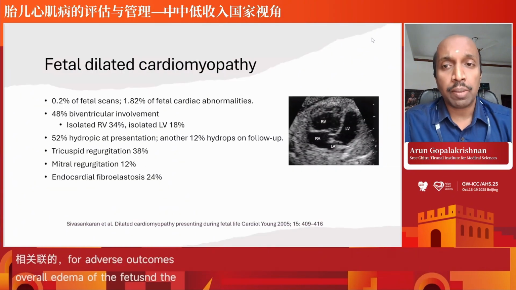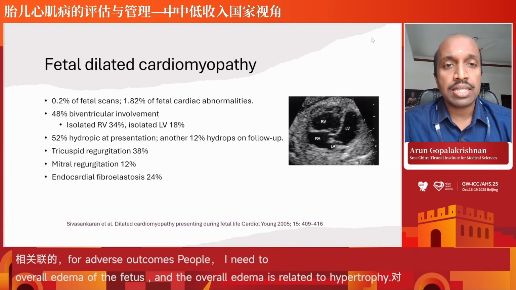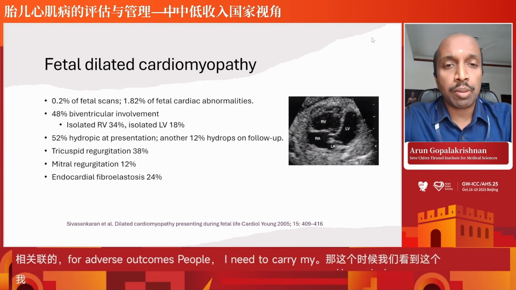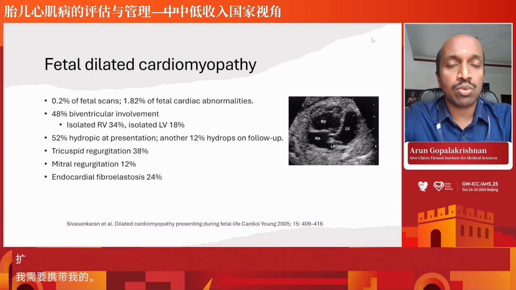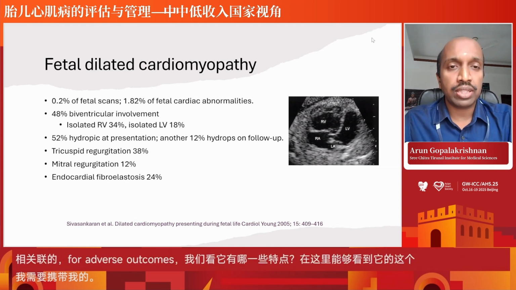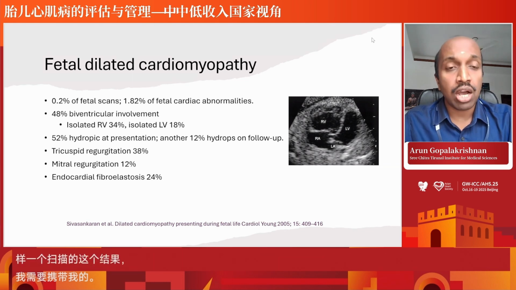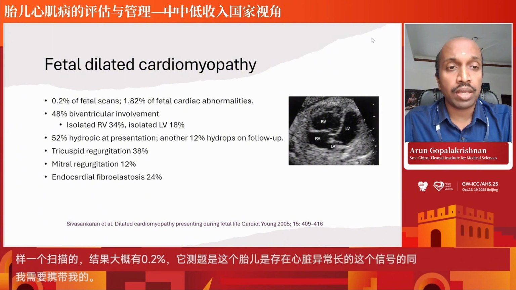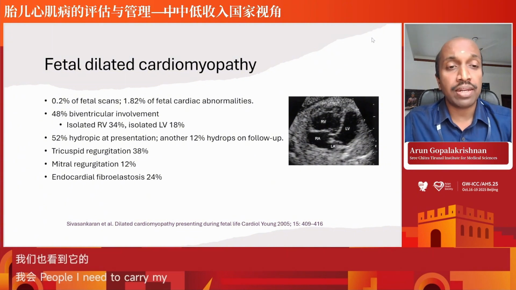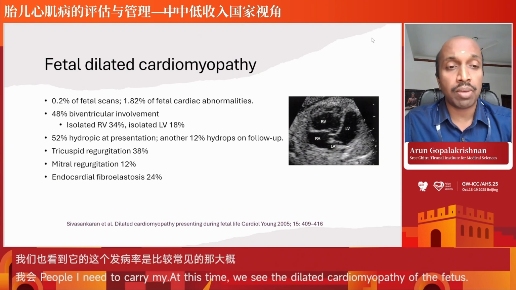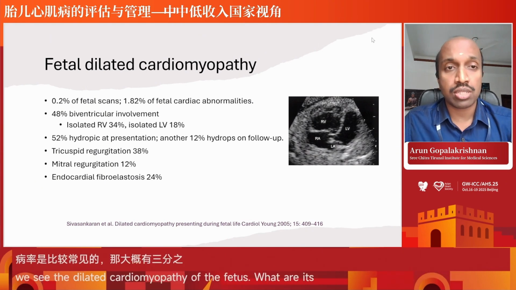Fetal dilated cardiomyopathy is an ominous entity. This is the largest paper on fetal dilated cardiomyopathy till date. It's from Shivashankaran et al., who was the head of department a few years ago. It was reported in 0.2% of fetal scans, and biventricular involvement is seen nearly half, and the prevalence of hydrops fetalis is quite common. And 1/3 of them have AV regurgitation as well, and 1/4 of them have endocardial fibroelastosis.